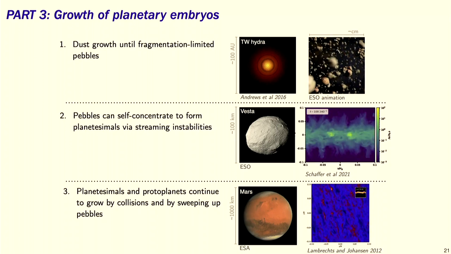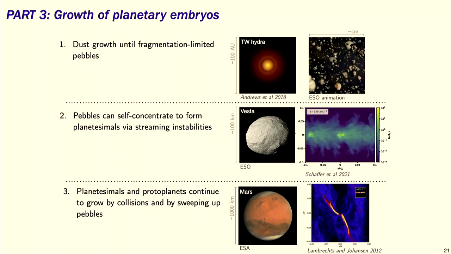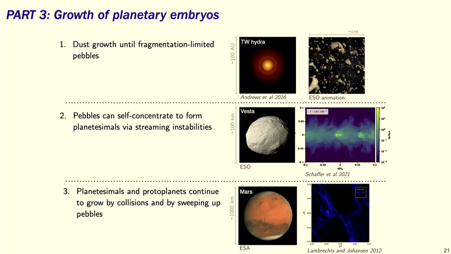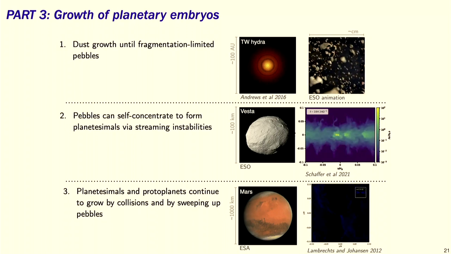So now we have covered dust growth until the fragmentation limited pebbles. That was the first part. We learned that pebbles can self-concentrate to form planetesimals via streaming instabilities. That's what you see here. And now we're moving on to the next step. That is about how planetesimals and protoplanets continue to grow by mutual collisions and by sweeping up pebbles.